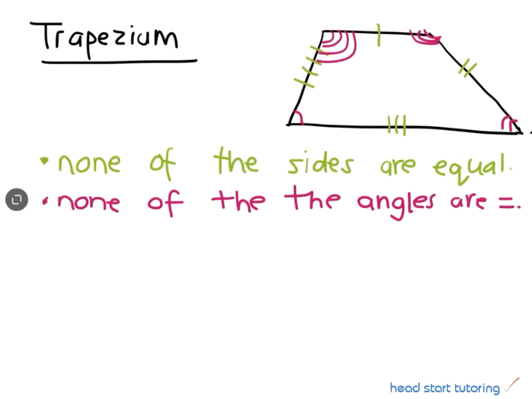Let's have a look at our lines of symmetry. We do not have any lines of symmetry, and that is mainly because none of the angles are equal and none of the sides are equal. So we won't be able to have any lines of symmetry. So no lines of symmetry.